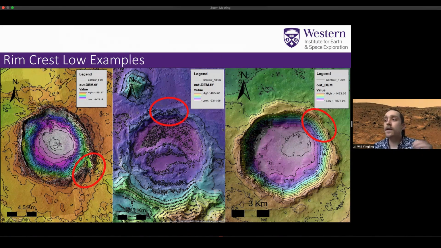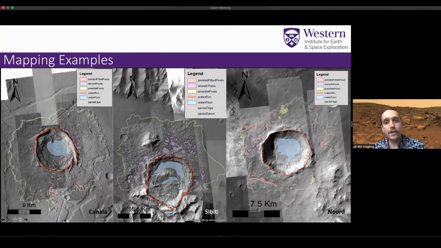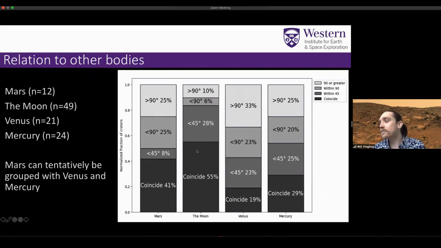So for these cases, we have the rim crest low at these directions. Okay. So back to our mapping examples. We know the melt distribution, and we know the rim crest low direction. And so then we can categorize whether they coincide, or for example, they're 90 degrees or greater.